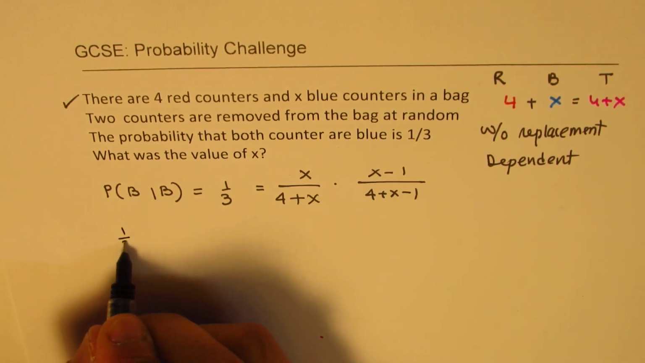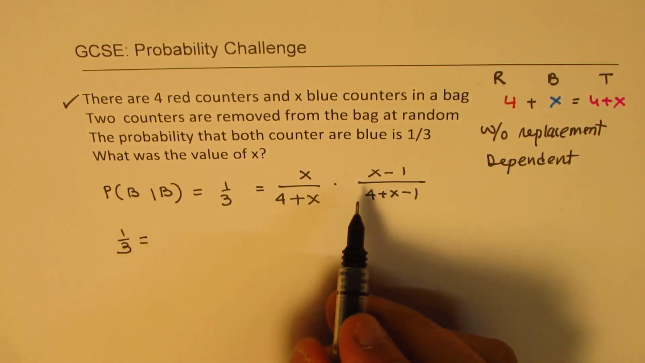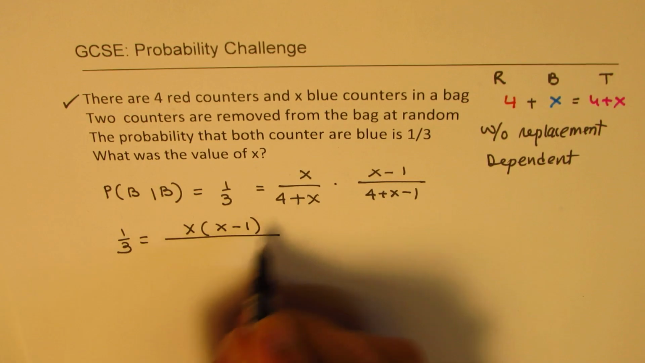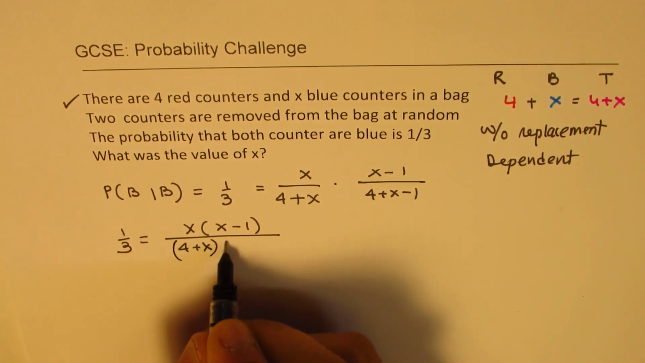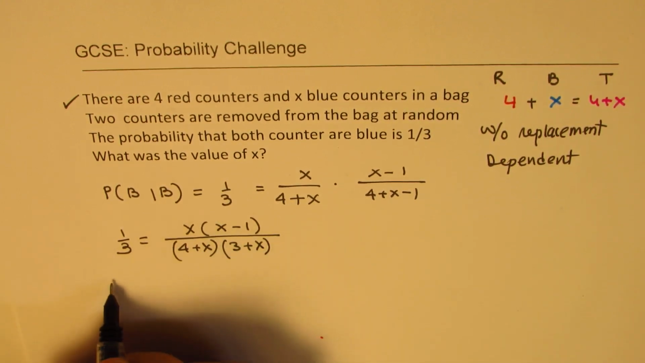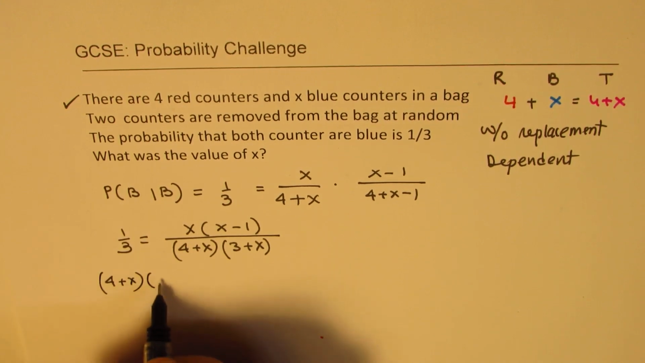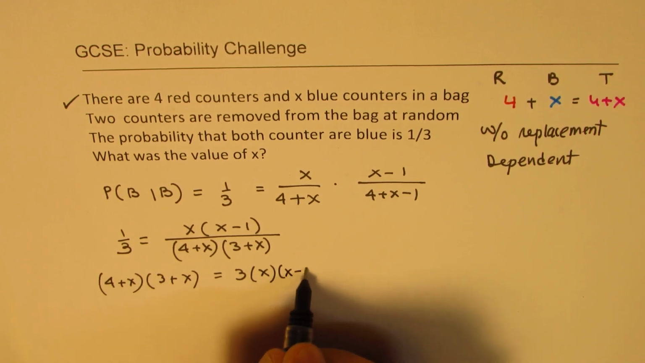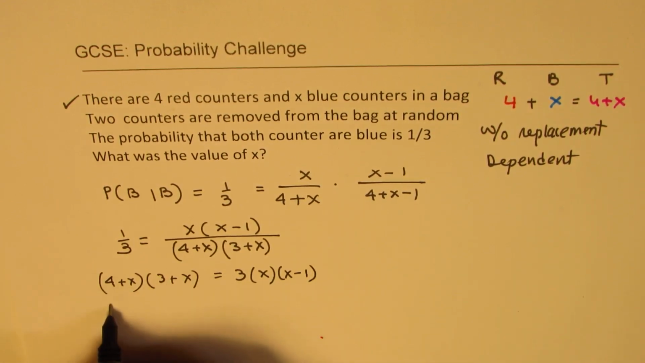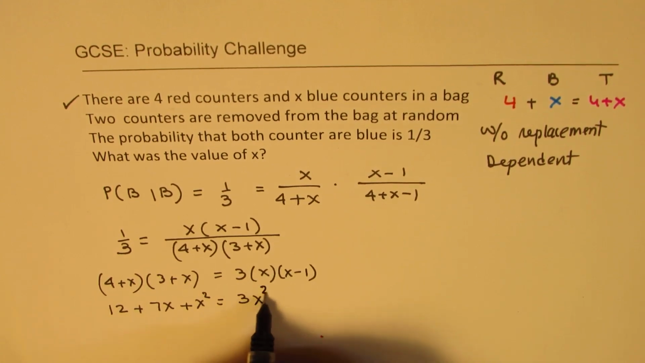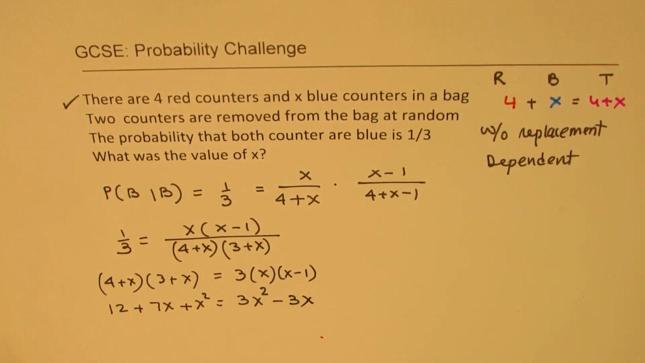So let's solve this. So we have 1 over 3. We have our equation now, right? So in the numerator, we have X times X minus 1. And the denominator, we have 4 plus X times 4 minus 1 is 3, so we get 3 plus X, correct? We can cross multiply. So we get 4 plus X times 3 plus X equals 3 times X times X minus 1. We can expand this. 4 times 3 is 12, plus 4 plus 3 is 7x, right? Plus x squared is equal to 3 times x squared minus 3 times x.